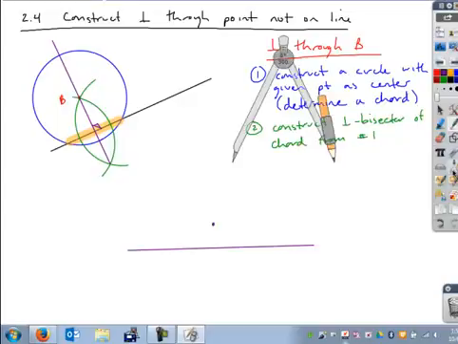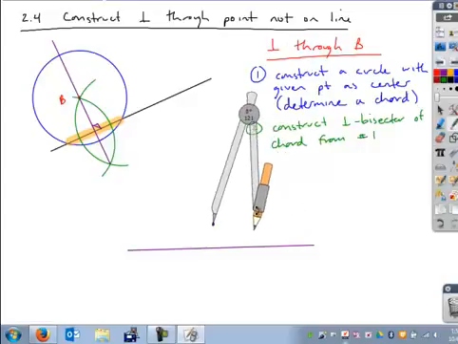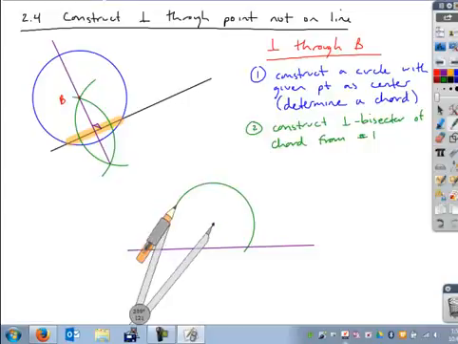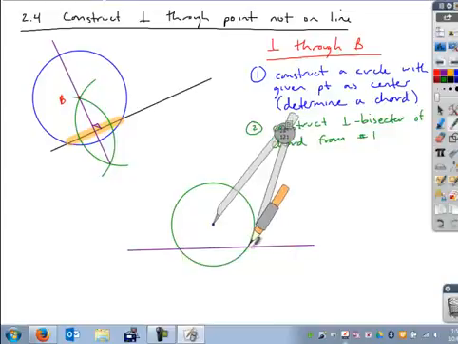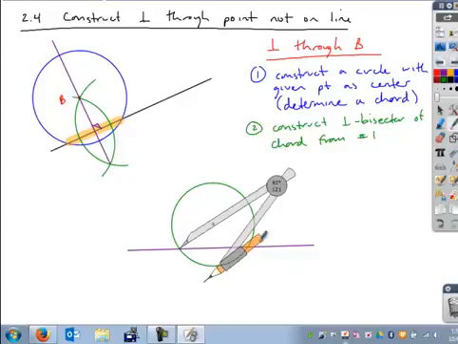So if I want to construct a perpendicular through this given point, this purple point here, I'm going to place my compass tip on the given point. I'm going to create a circle that passes through my given line in two places. The whole point of this is we want to determine this as a chord. So I can place my compass tip on each of the endpoints of that chord, and construct a circle, or an arc.